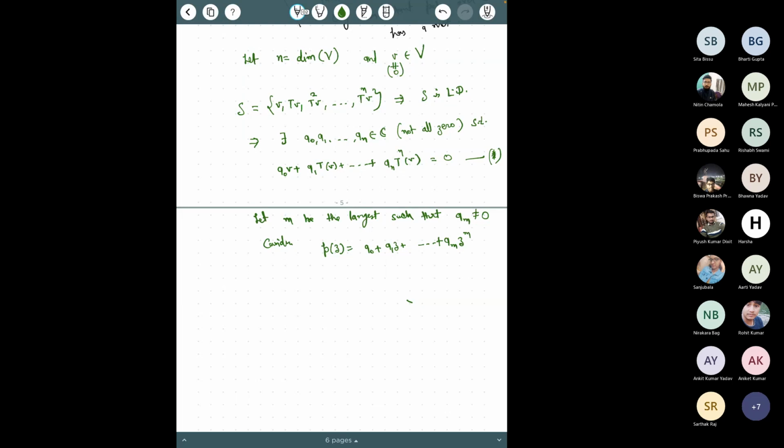So it will have exactly m roots, and therefore we can say that there exists a factorization. We can write this polynomial in this form: C times (z minus lambda 1) times (z minus lambda 2), and so on up to (z minus lambda m), where this C is a non-zero complex number, and this is true for all z.